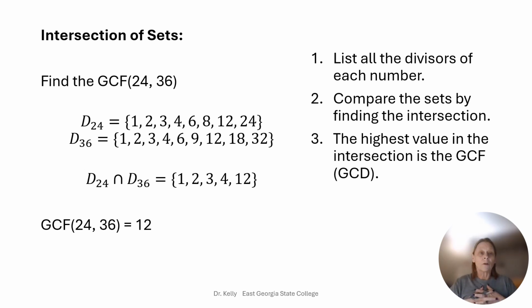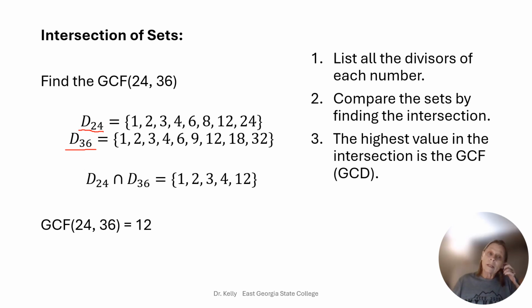Also, there's the intersection of sets. So here we're asked to find the greatest common factor between 24 and 36. I want you to notice this notation here. I can't remember if it was actually used before, and it might have been used in the first unit, but this stands for the divisors of 24 and the divisors of 36. The big D means divisors. The first thing we do is list out all the divisors of 24, as you see here in the list, and then I listed out all the divisors of 36.